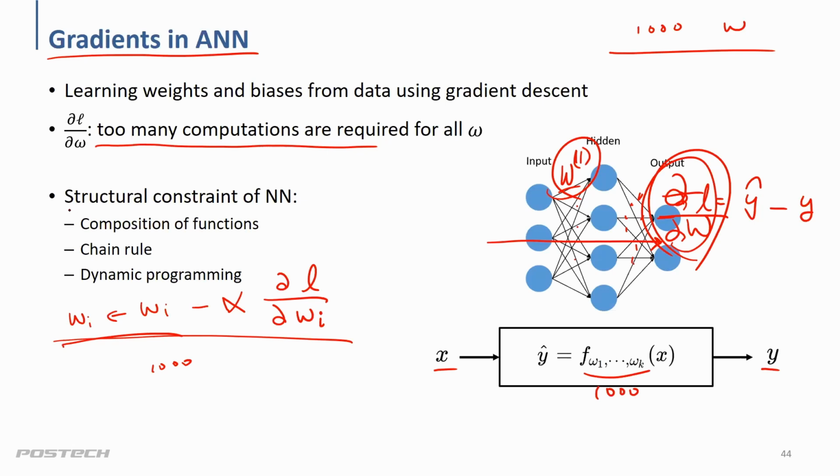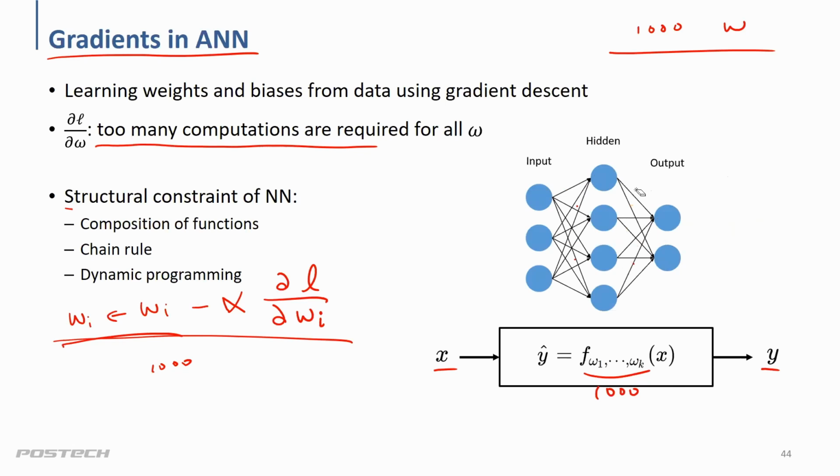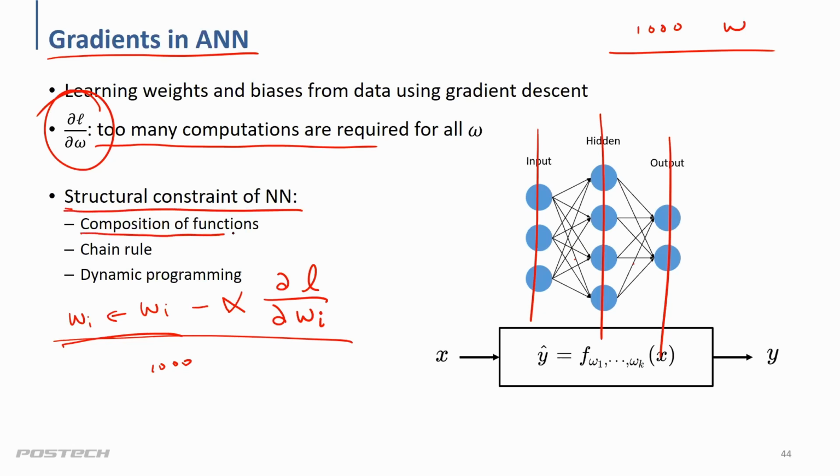There is information that we did not use so far: in terms of structure, it's layer by layer. We do not use that information to compute the gradient. The structure constraint is that it's a composition of functions, and with the chain rule and dynamic programming we are able to use it.